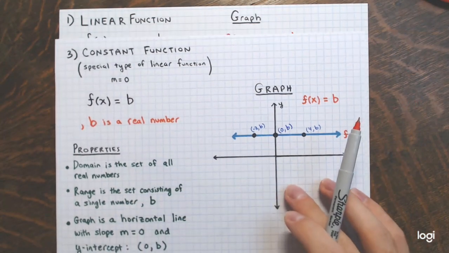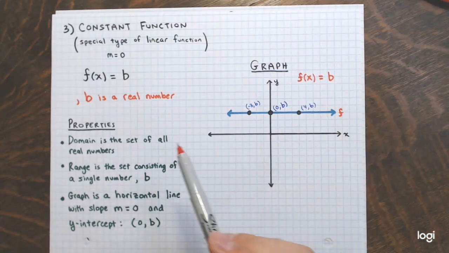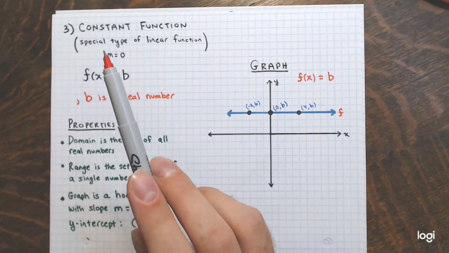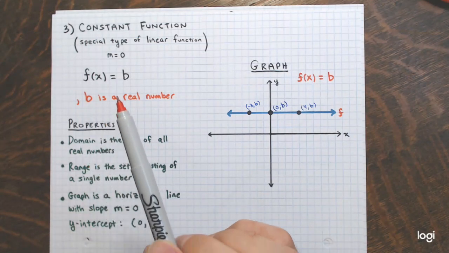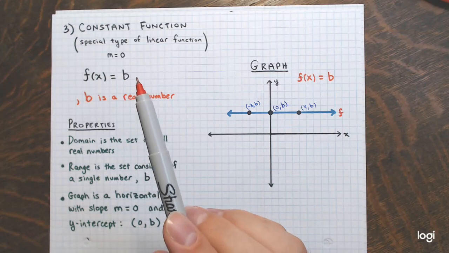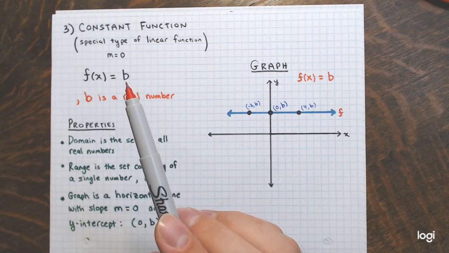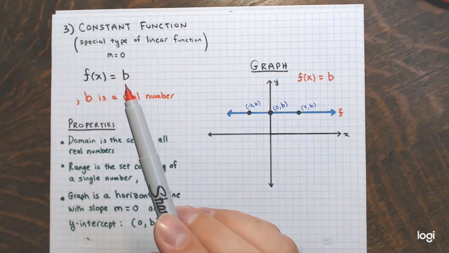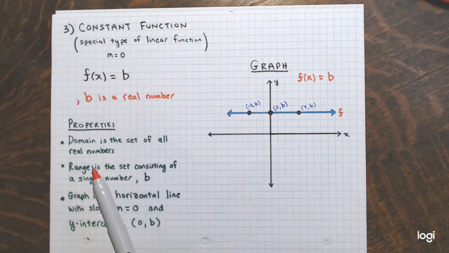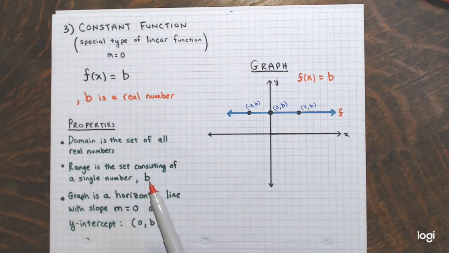Noting that, some properties: because it is a linear function, the domain is the set of all real numbers. But this time the range is not all real numbers. The range is the set of outputs. But as I said a second ago, the only output for any value of x is the number b. So the range has just the single number b in it, the set with b in it, whatever b is.